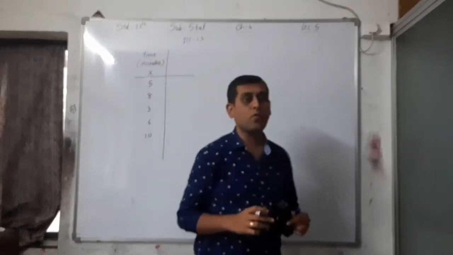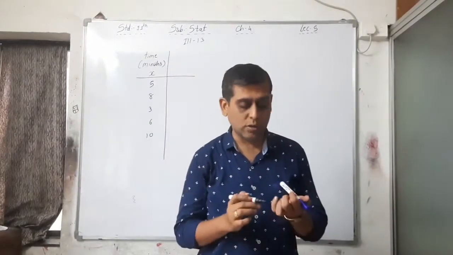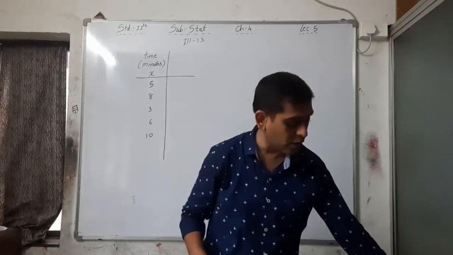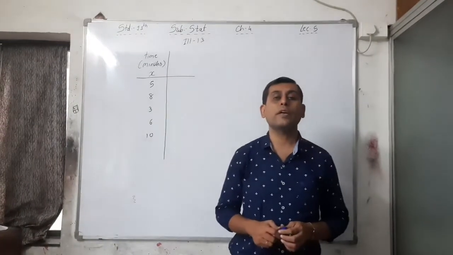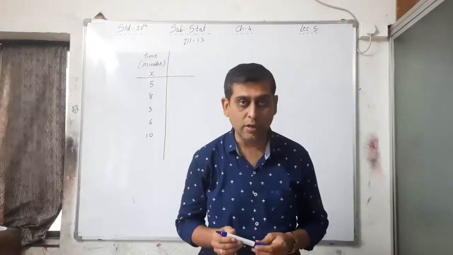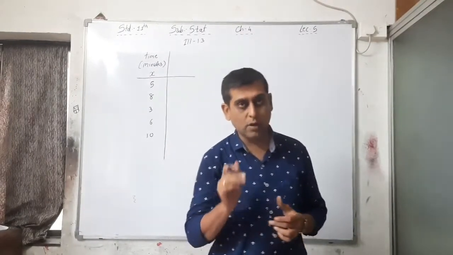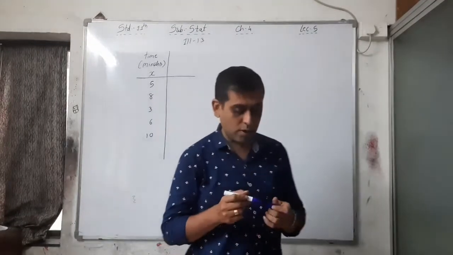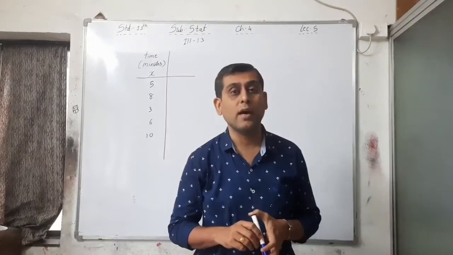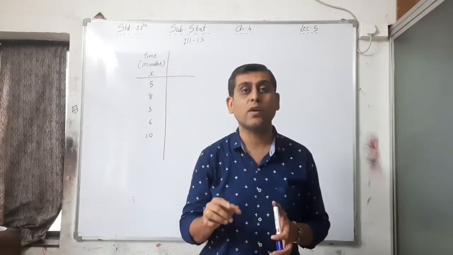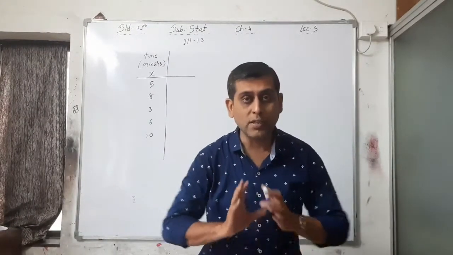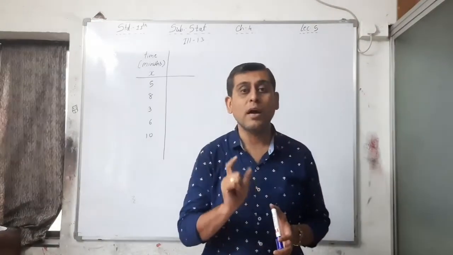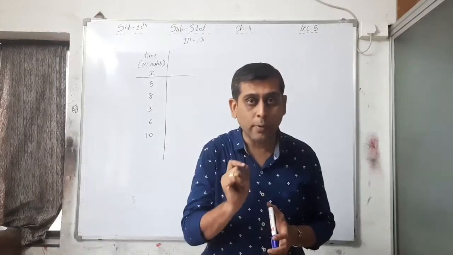Now, what do we have to find out? We have to find the standard deviation. And what is the formula for standard deviation? For ungrouped data, first of all we have to find x bar, and there are two methods. The first one is the square root of sigma x minus x bar whole square upon n. That is the first formula, but it is used only when x bar is an integer.